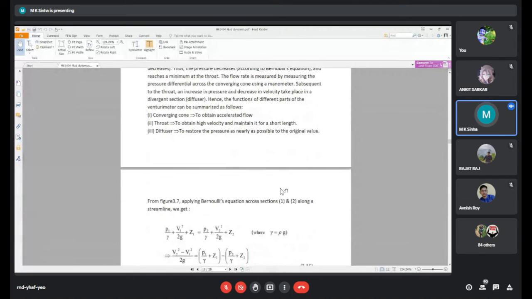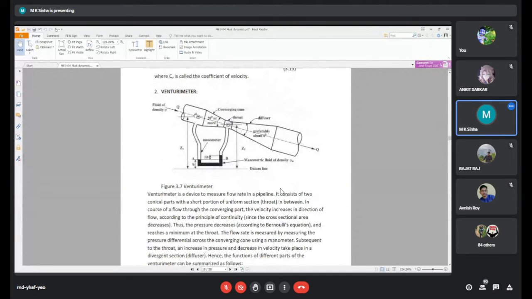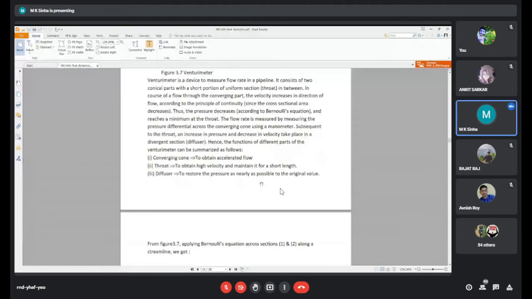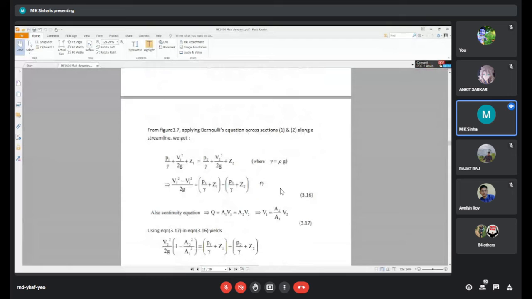So these are the equations written for the Bernoulli equation, point 1 in the converging section, point 2 at the throat. The converging angle is 20 degrees, the diverging angle is 6 degrees. The angle is lesser, so the length is larger, and it does not create suction pressure. That's why we take a larger length of the diverging section.